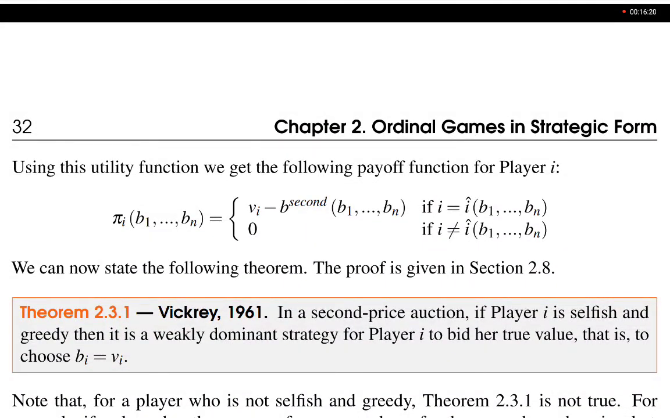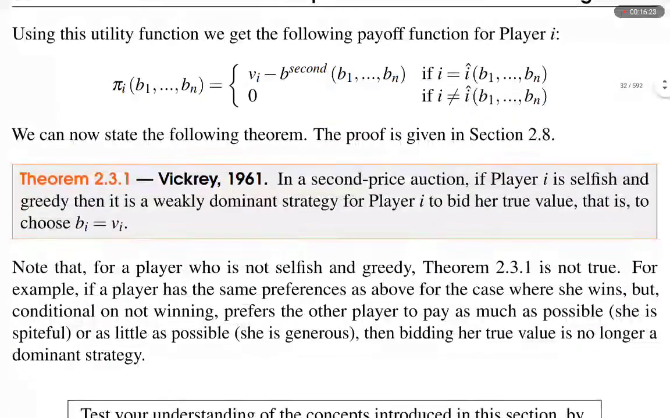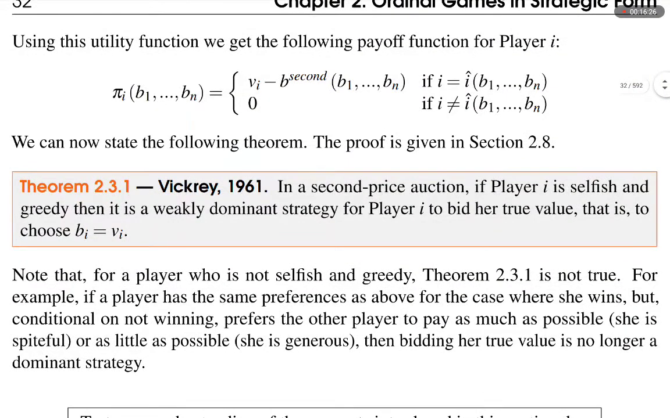Using this utility function, we get the following payoff function for player i. π_i(b_1, ..., b_n) equals b_i − b^second(b_1, ..., b_n) if i = î(b_1, ..., b_n), and 0 if i ≠ î(b_1, ..., b_n). We can now state the following theorem.